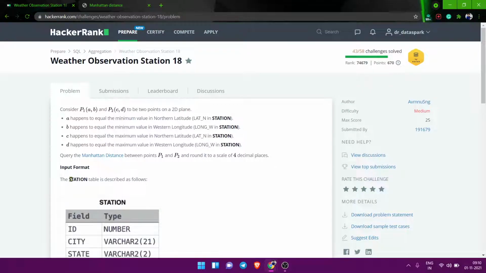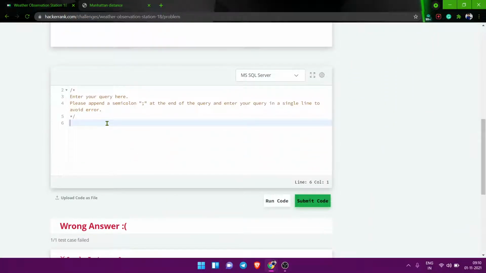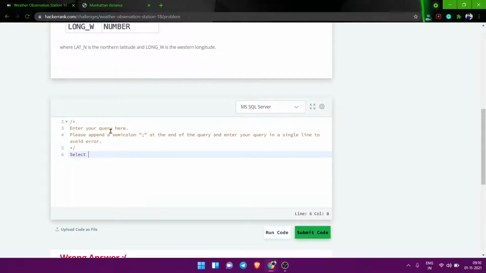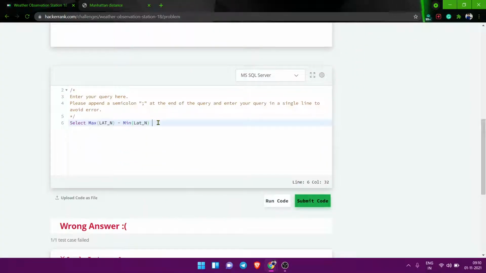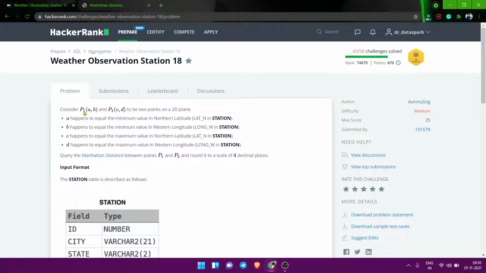What is the column name? Okay, the table name is station. Select max of lat n minus min of lat n. This should be a modulus. What's the formula, by the way? It's the plus of the same thing, but this time it is long W, from station, and this is a modulus of that.